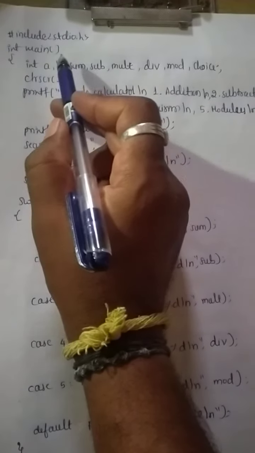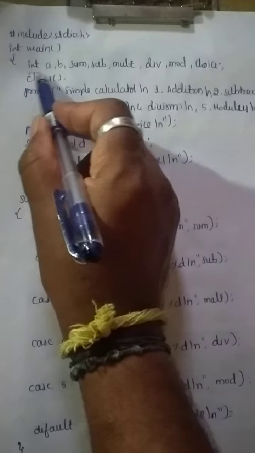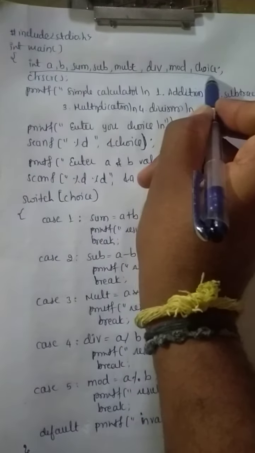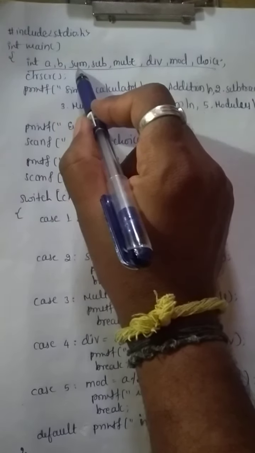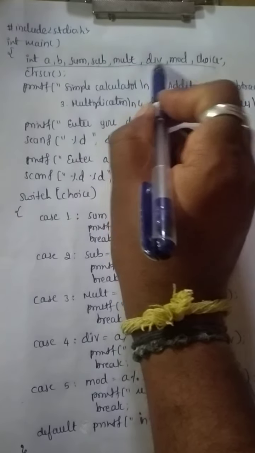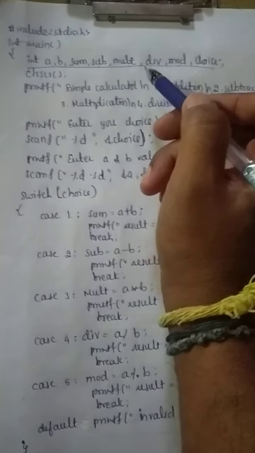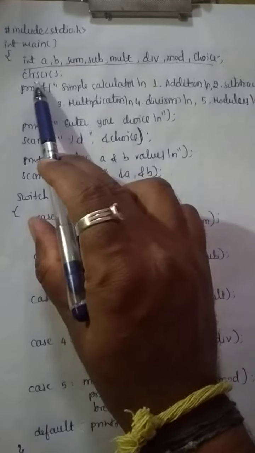Include the header file stdio.h, int main. After that, declare all the local variables here. I am taking a, b, sum, subtraction, multiplication, division, modulus and choice as local variables. Declare the clear screen function.